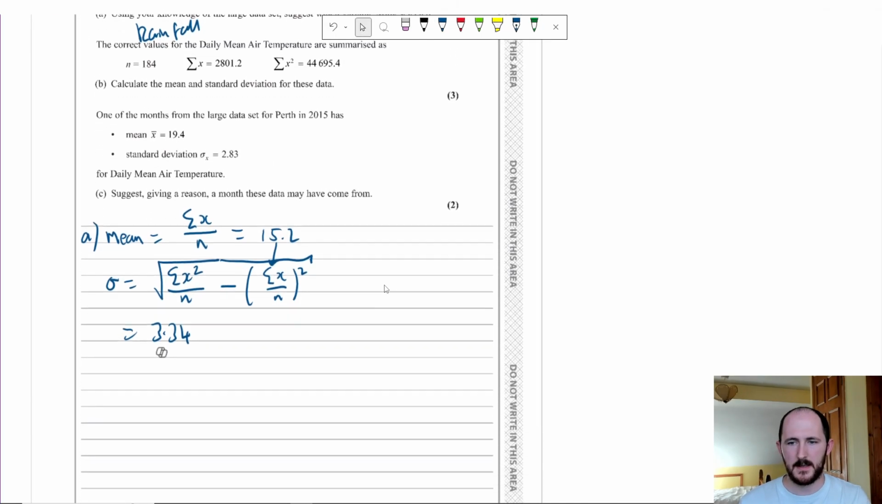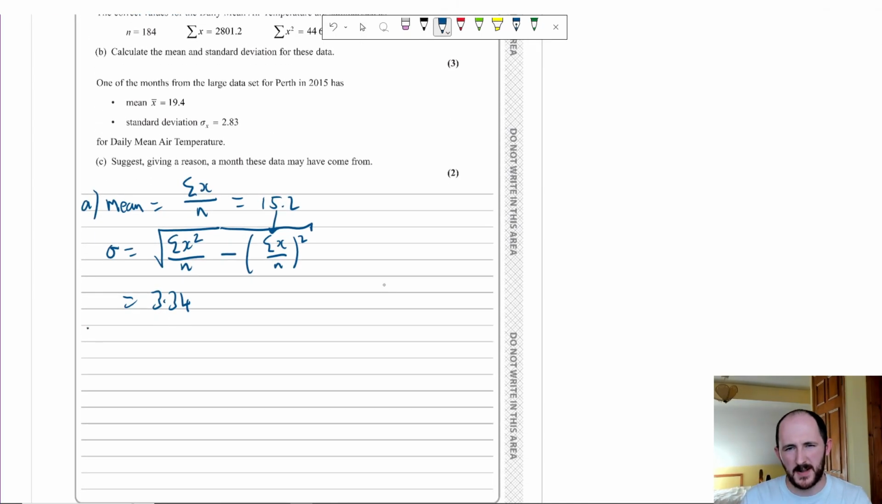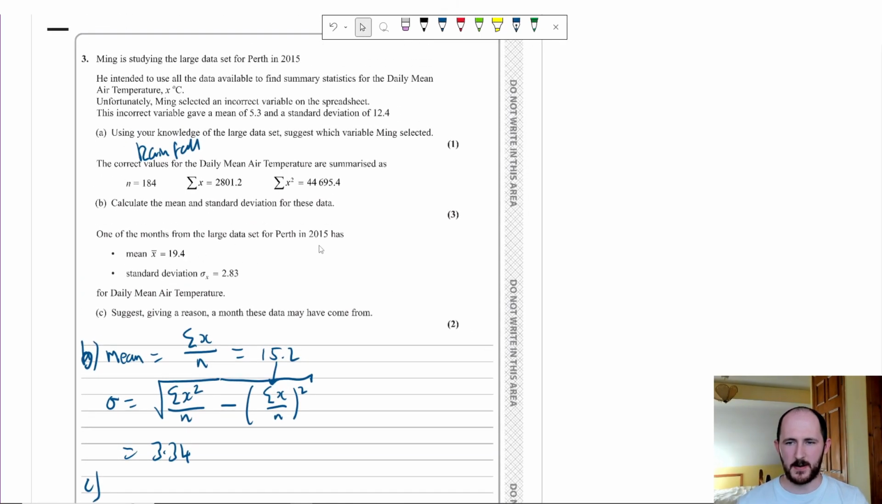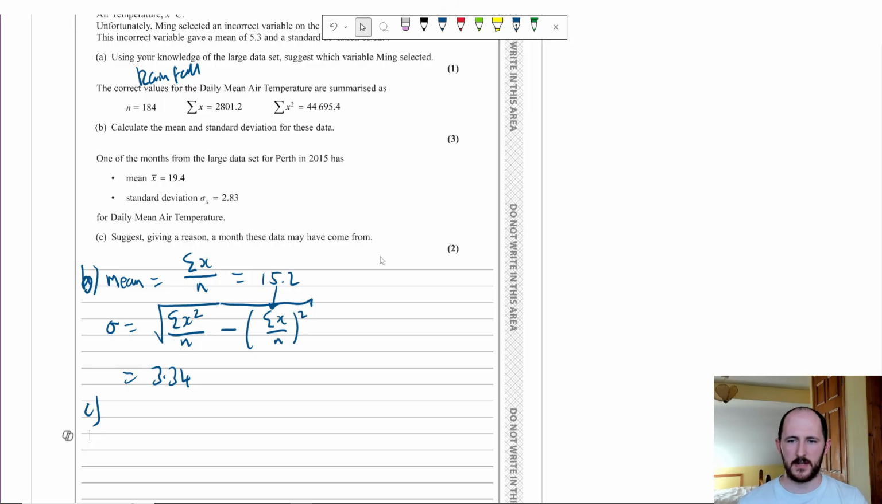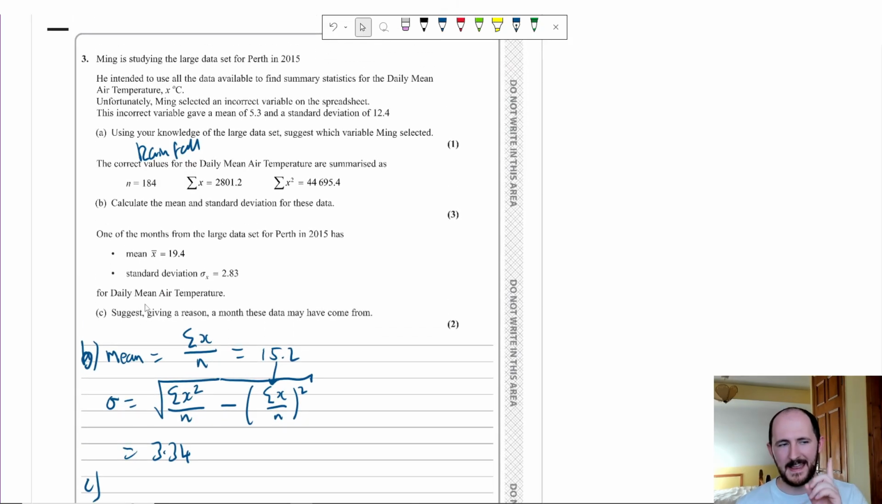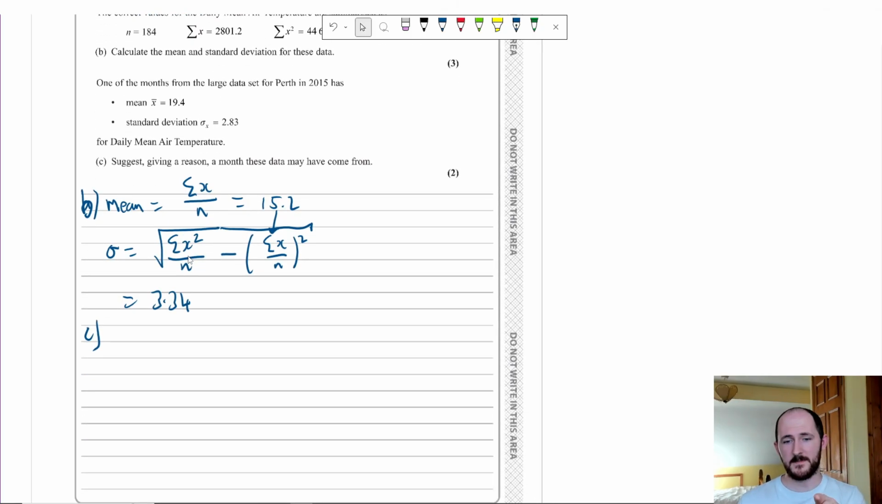That's not too shabby. Now, again, part C. That's not part A. That's part B. For part C, one of the months from the large data set of Perth has a mean of 19.4 and a standard deviation of 2.83, and it's the mean air temperature. So just giving a reason a month these data might have come from. Now, there is actually something kind of interesting with this, which is people get the right reason but the wrong month, because they say that they use their brain and they're like, you know what, that's quite high. 19.4 average thing, that's quite high, it must be summer. So their reason's right. So it's a high mean temperature. They get a mark for that, but then they say it's summer.